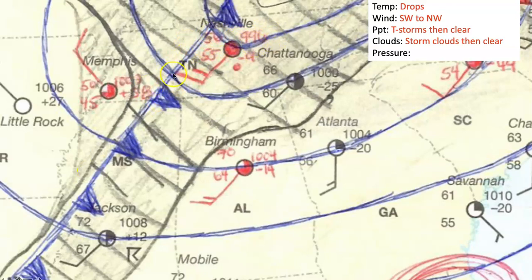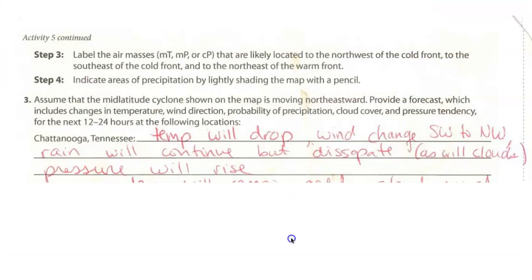But once that cold front passes, we have 1,000, can't quite read that. That might be 1,003, 1,006. So the pressure is going to drop as this front approaches, and then it will rise after it passes. So this is the answer for Chattanooga, Tennessee that you'll see in the answer key.